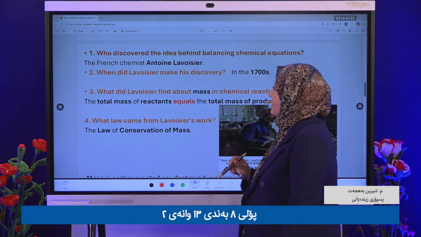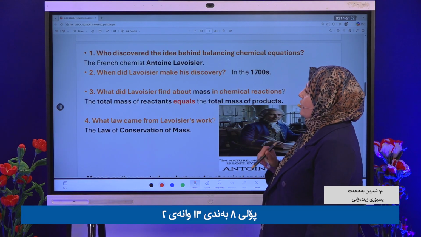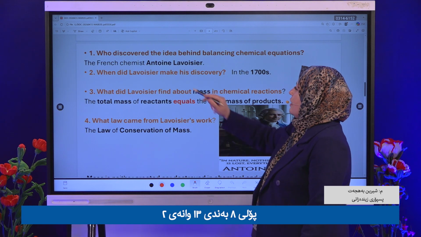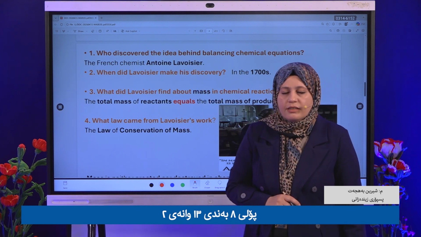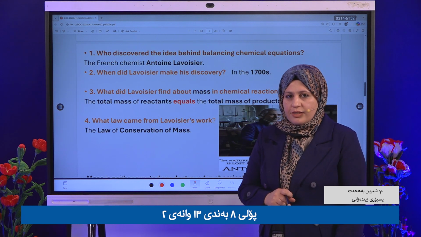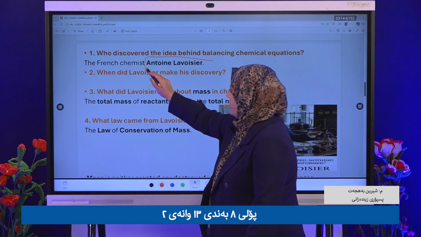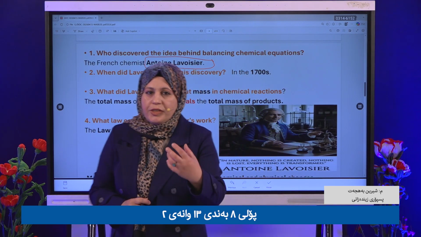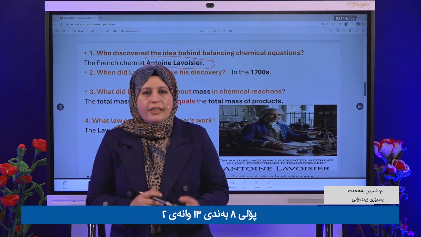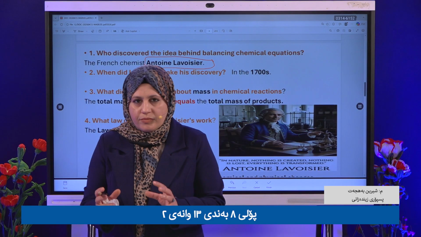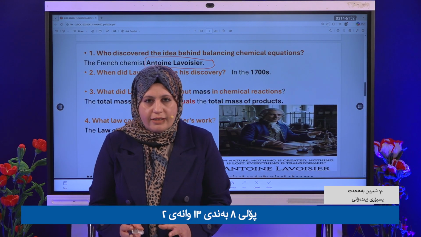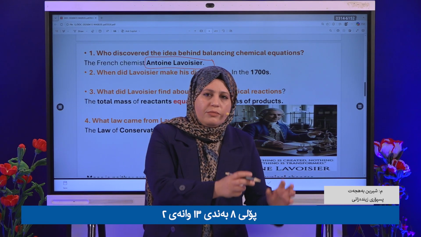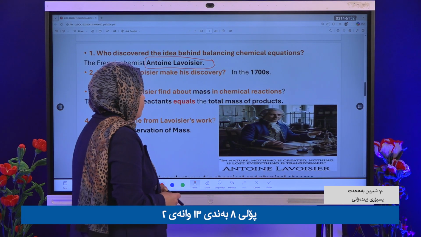For example, balancing chemical equations. The French chemist Antoine Lavoisier. Who discovered it? Antoine Lavoisier, during his work. He noted that the number of atoms in the reactants is the same as in the products. Clear?